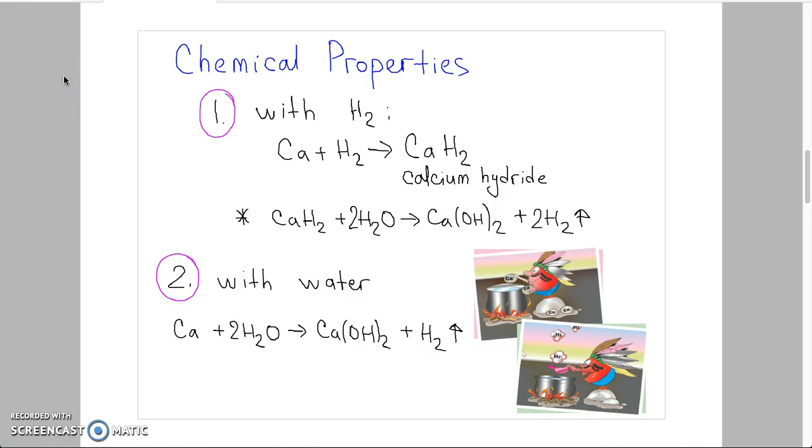Chemical properties of calcium. Calcium reacts with hydrogen to produce calcium hydride. Only calcium hydride among all hydrides of the second A group reacts with water by releasing heat. In products we have calcium hydroxide and hydrogen gas released. Calcium also reacts with water, and in products we have calcium hydroxide and hydrogen gas. Here you can see a funny picture.